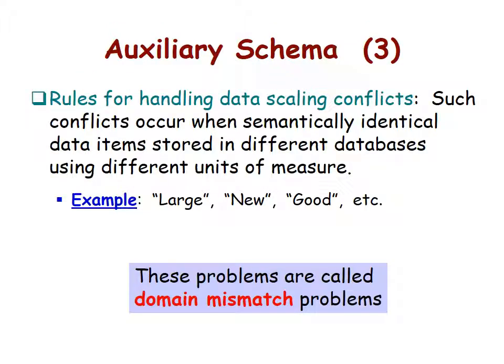Rules for handling data scaling conflicts are also needed when semantically identical data items in different local databases use different units of measure. As an example, lot size in the United States might be different from lot size in some Asian country. Information on unit conversion is necessary to support global queries that need to access data from both the US database and the Asian database.